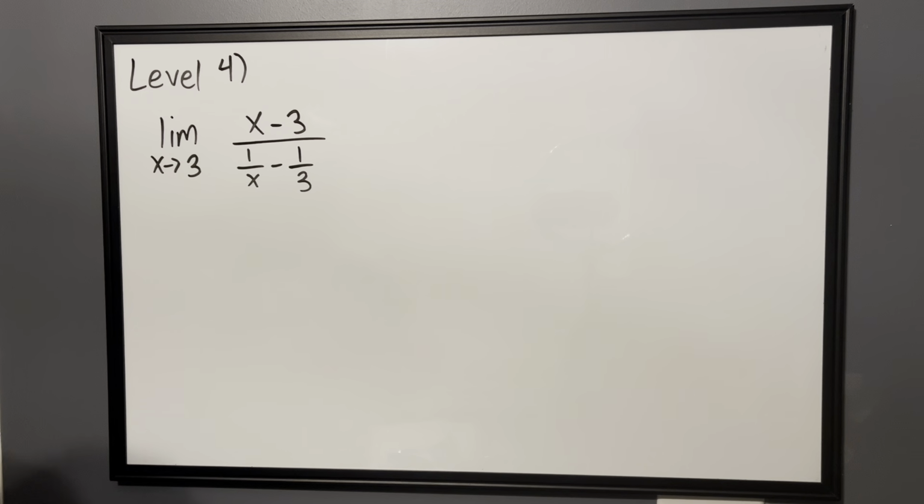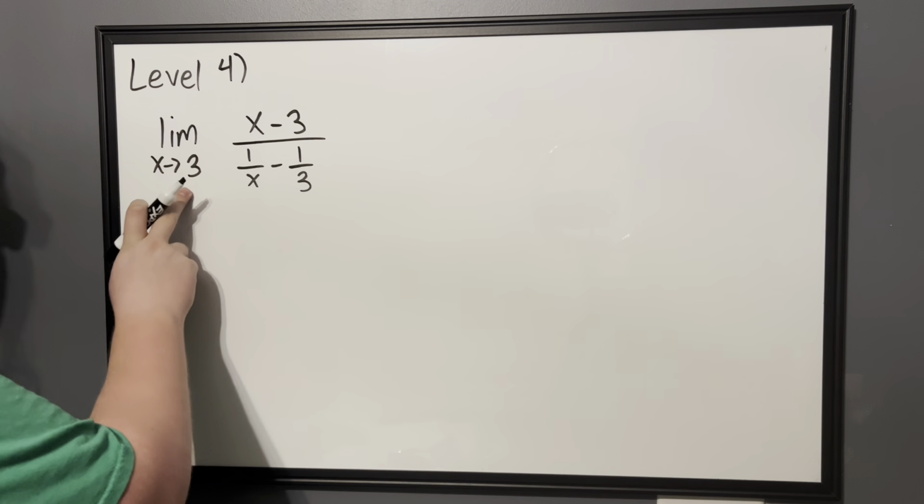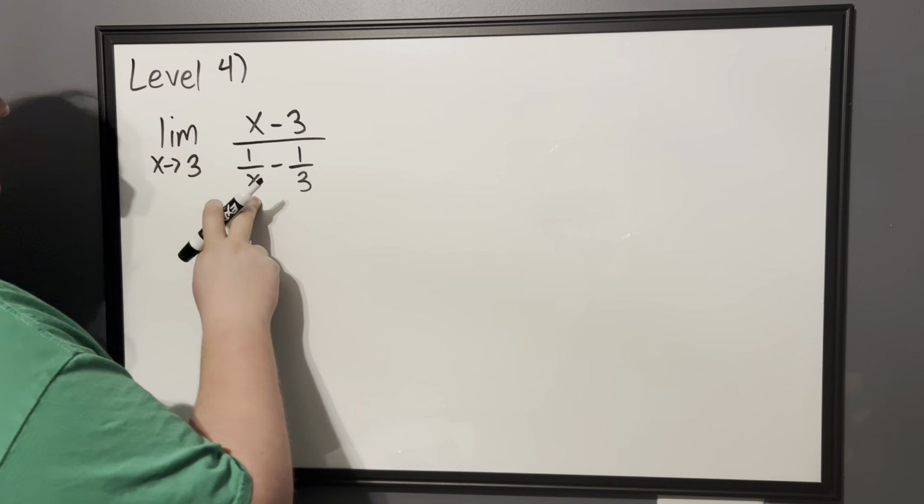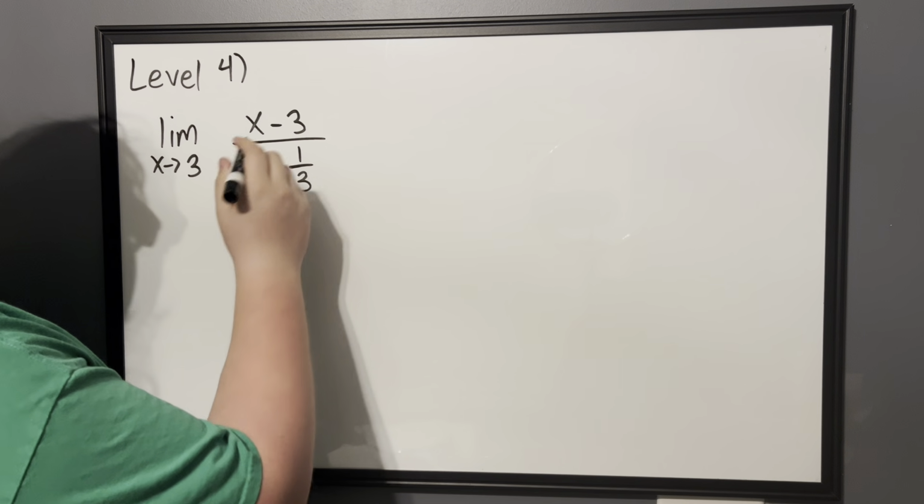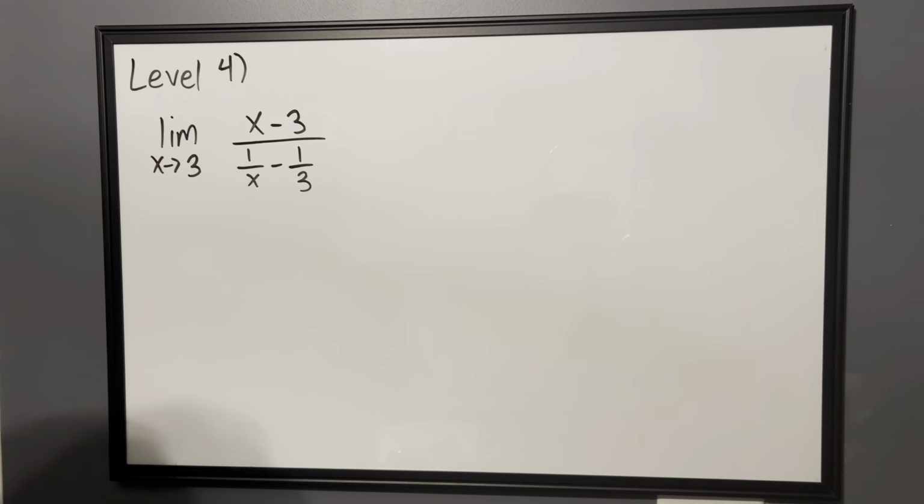All right, so here we have level 4. This one is the limit as x goes to 3 of x minus 3 over 1 over x minus 1 over 3. Now what we want to look at here is we have this 3. If we plug it in for this x down here, we'll have 1 over 3 minus 1 over 3, which is 0, and we're dividing by 0. So obviously we're going to need to work with this a little bit.